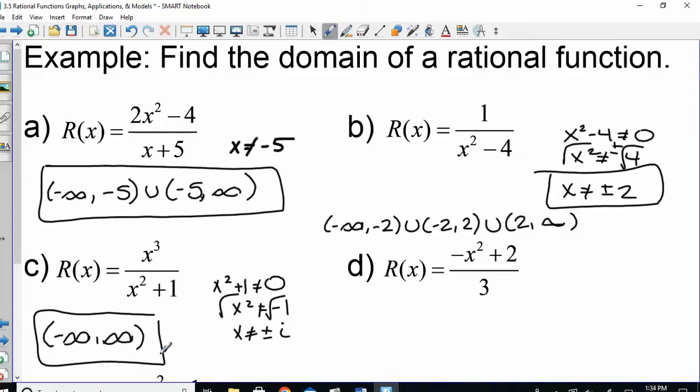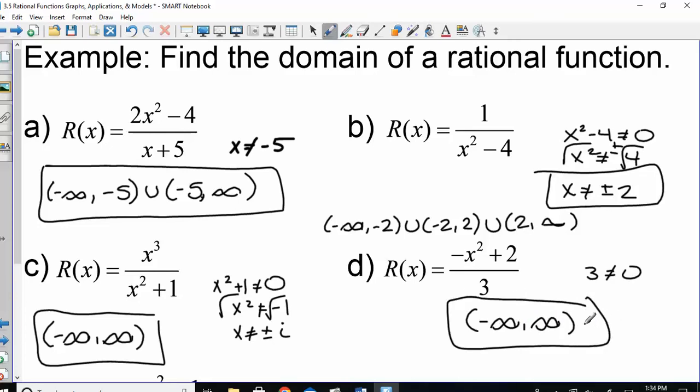D. What makes 3 equal 0? 3 is never 0, so our domain is again everything. So x can't be anything that makes the denominator 0, but we won't always have something.